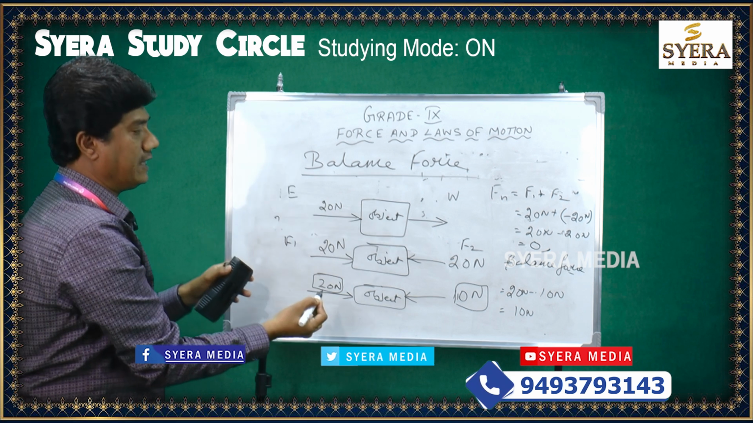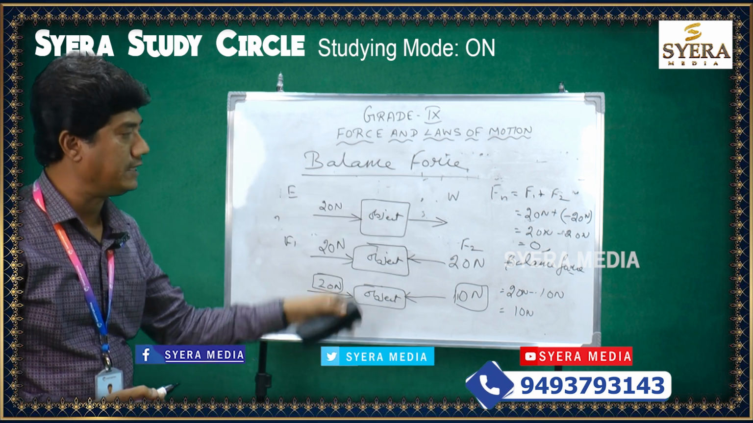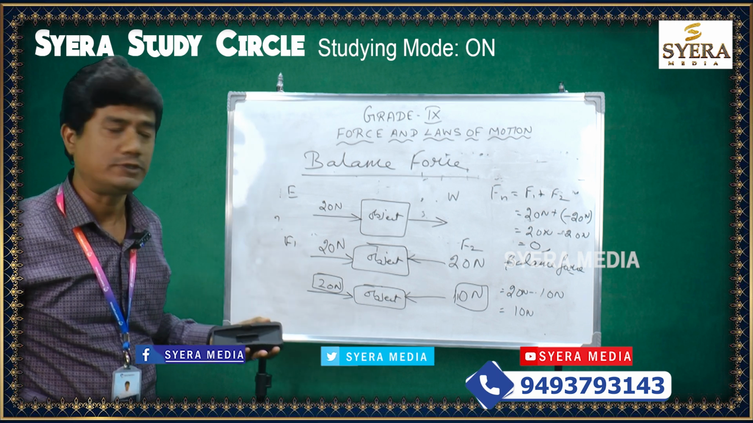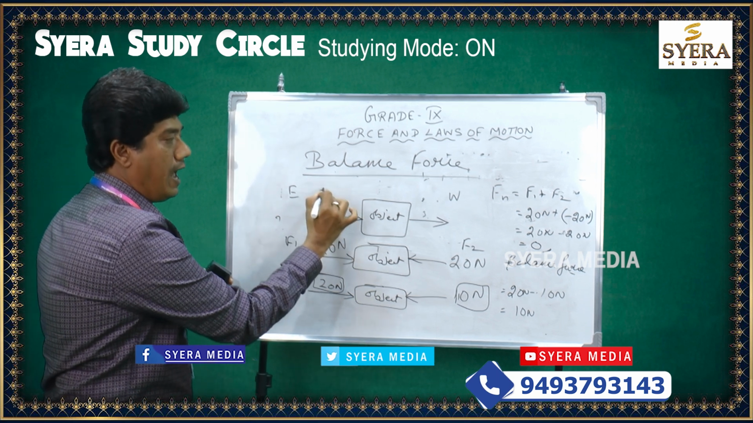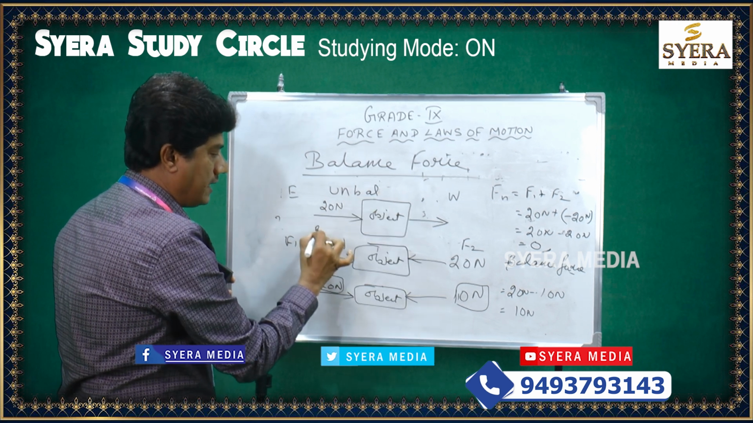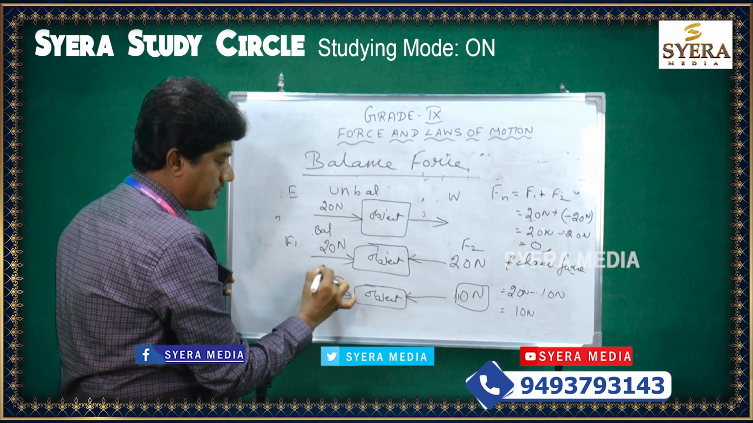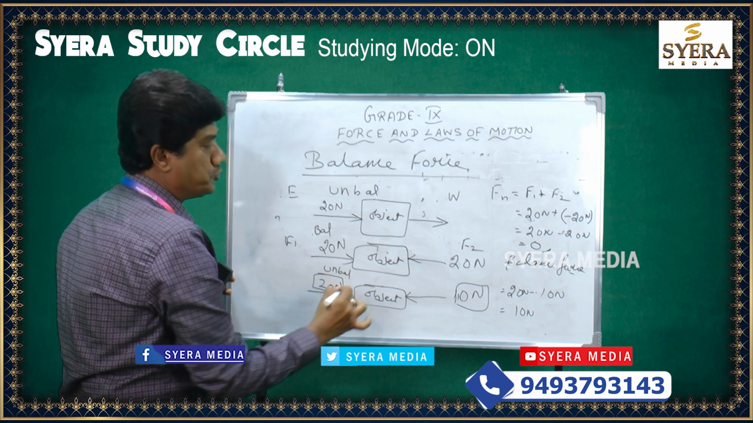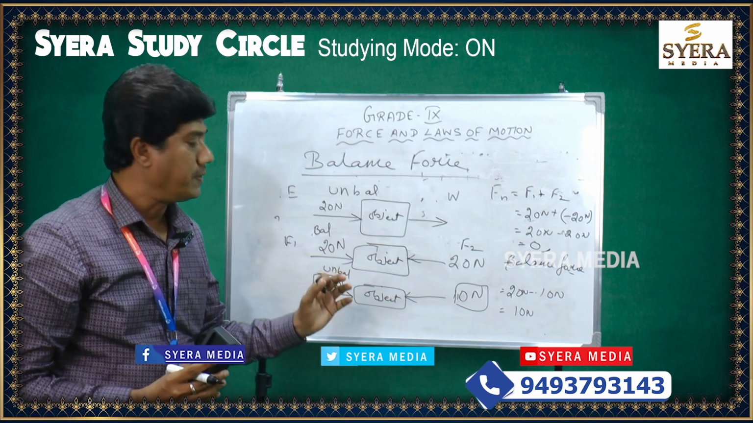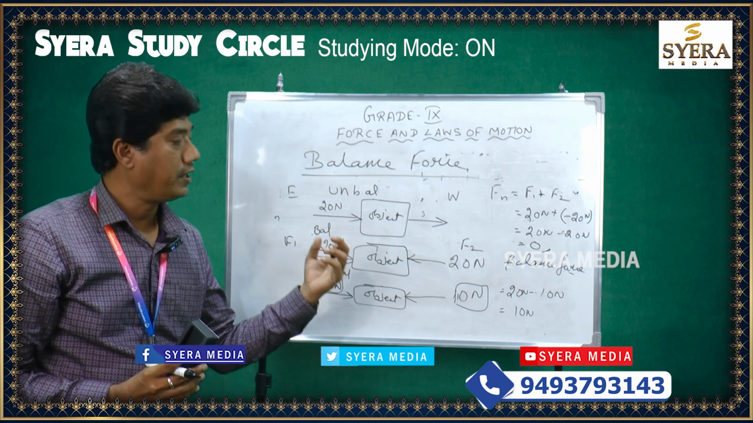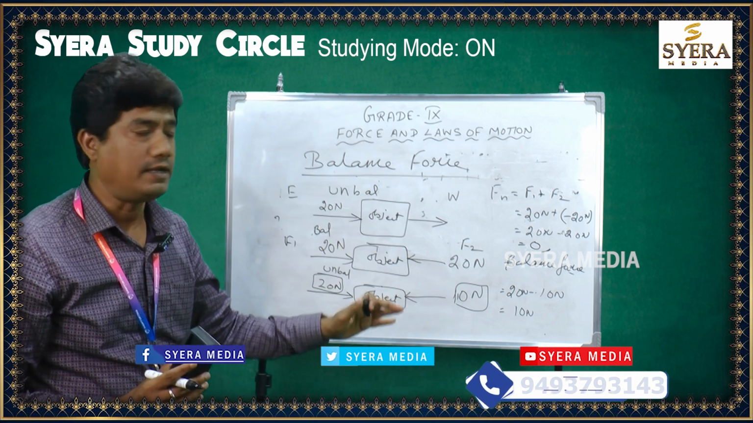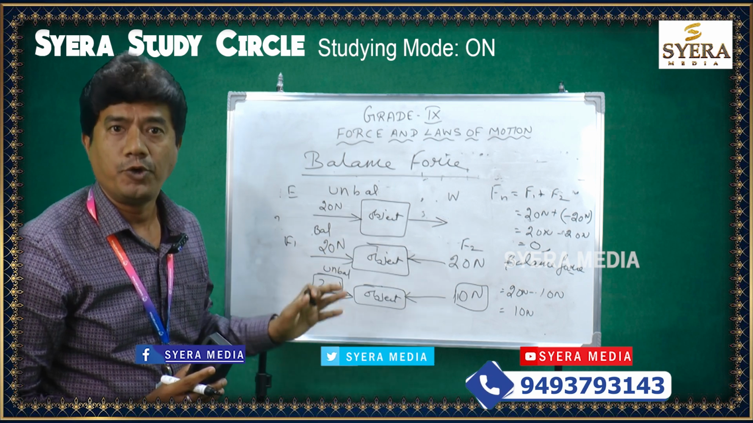So in these three cases, case 1, case 2, case 3, which are balanced force and which are unbalanced force? The case 1 is an unbalanced force, and case 2 is a balanced force, and case 3 is an unbalanced force. So the conclusion is, the unbalanced force compulsorily makes the object move or change direction, and in balanced force the object is at rest, it never changes the position. Okay.